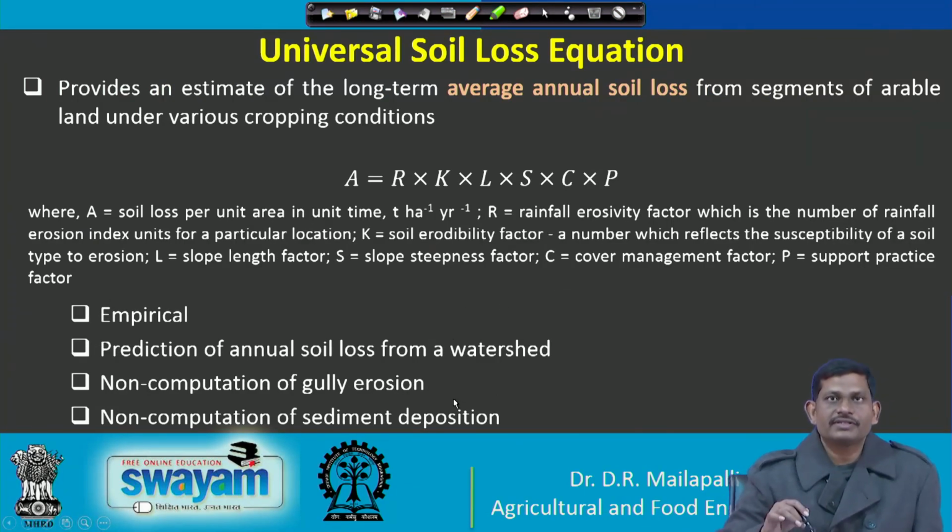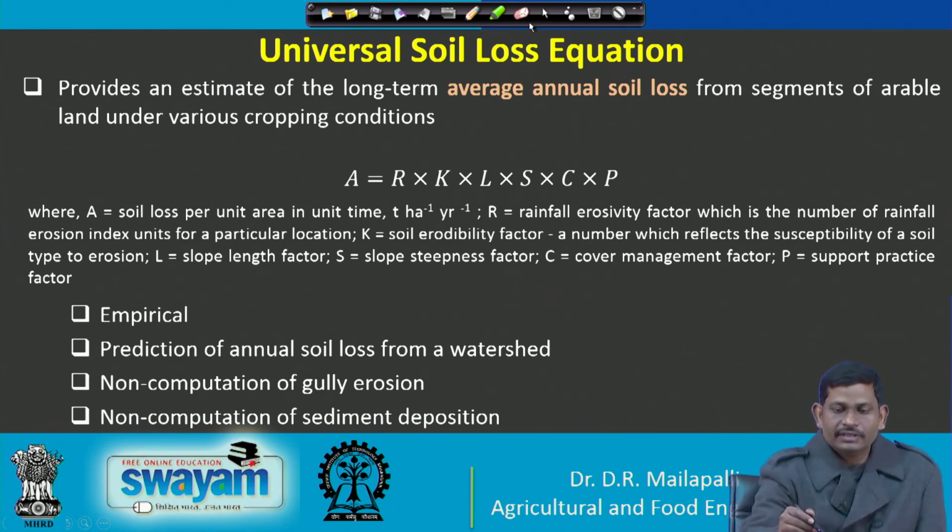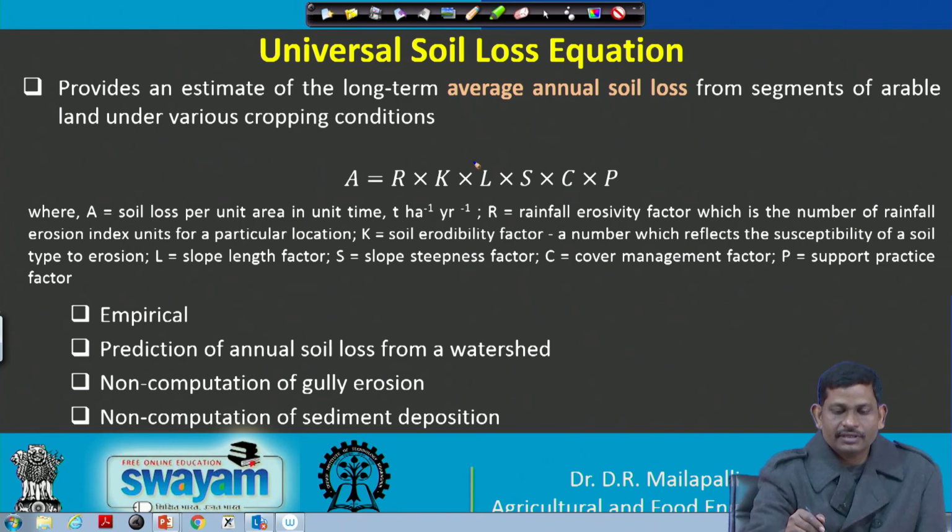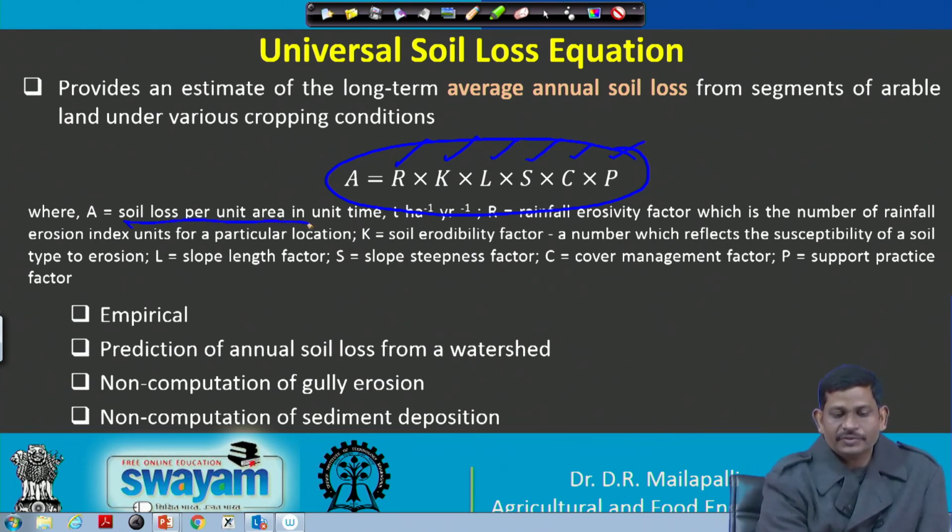Okay, so those are the structures, and now how do we estimate the soil loss from a watershed? Soil loss is generally estimated using the universal soil loss equation, which is generally represented as A equals R K L S C P. These are the factors. A is the soil loss per unit area in unit time, and the unit time here is mostly annual.